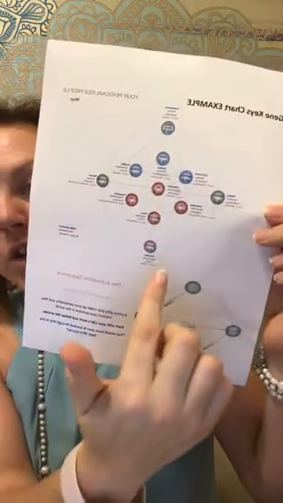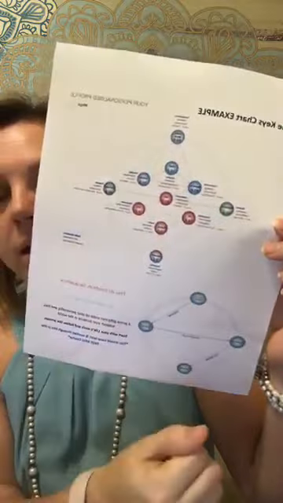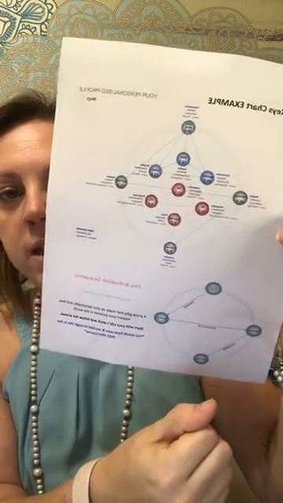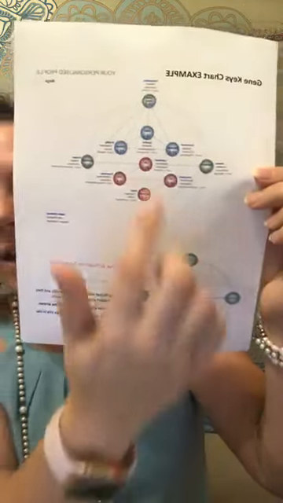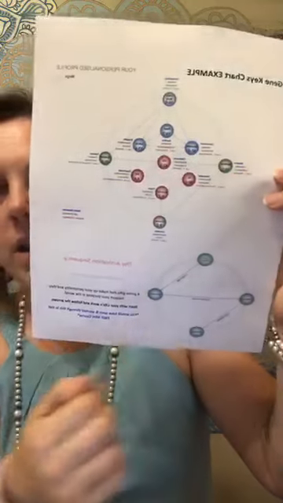And then the gene keys looks a little bit more like this. It's just a little map of different spheres, and the colors do mean something. And in the 5-day challenge, we covered the activation sequence, which is the 4 on the outside. So I put these here.